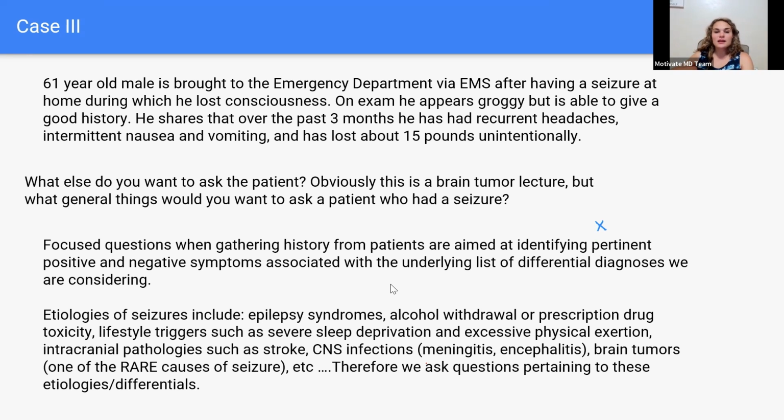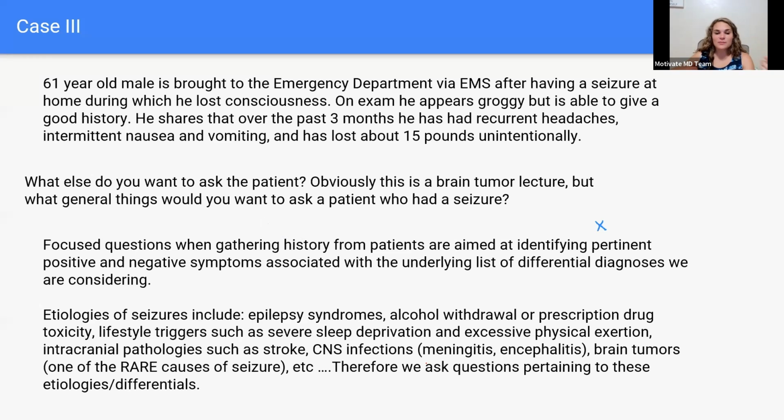So I just wanted to go over in general good history, asking questions, because even though we know this is going to be a brain tumor since I'm giving a brain tumor lecture, when a patient has a seizure, you want to be thinking, what are some of the things that can cause a seizure? And let me make sure that I ask those questions to get at the etiology, get at what could have been causing this.